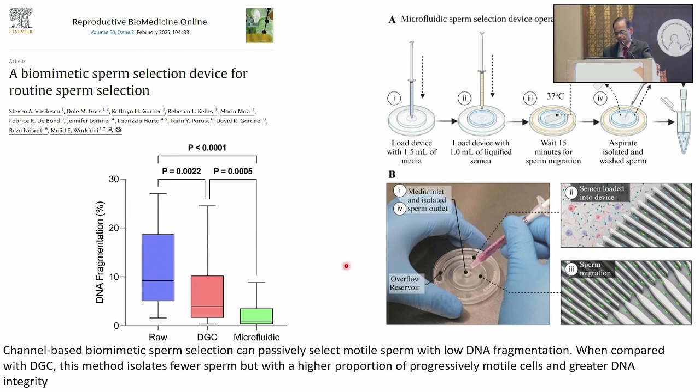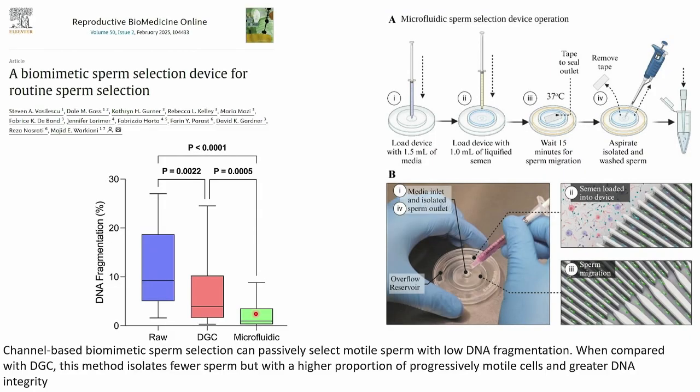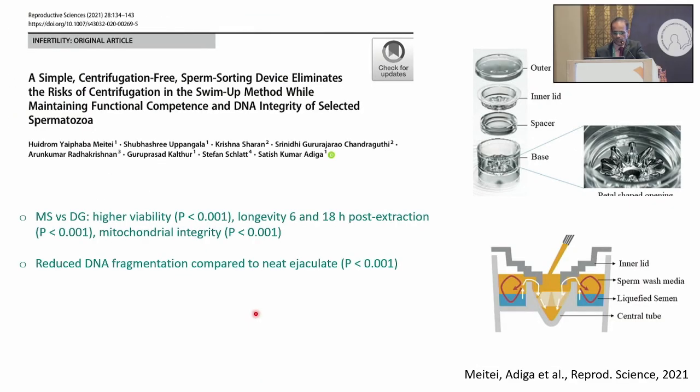So this device has been shown to reduce DNA fragmentation significantly in comparison to density gradient technology. And since the numbers are very high, you can even use this washed sperm for insemination, because that is one of the limitations of microfluidics technology: the sperm yield is not adequate for insemination. But they say that one can get millions.